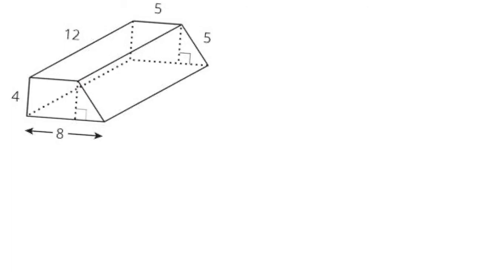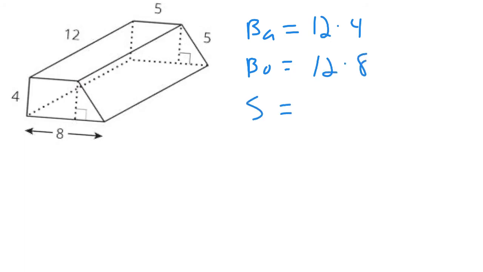All right, so to do this one, I would find the surface area of each of the rectangles. So I have the back rectangle, which is 12 by 4. I have the bottom rectangle, which is 12 by 8. I have that slant rectangle, which is going to be 12 by 5. And then I also have the top rectangle, which is also going to be 12 by 5. And then I have the sides.